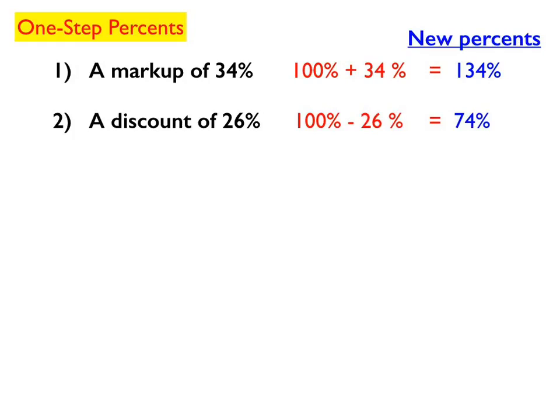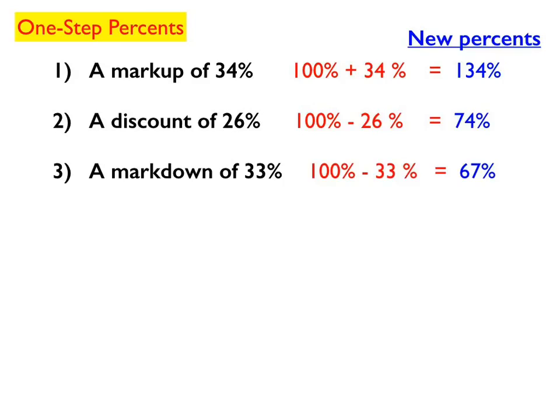Go ahead and finish all the way through number 7 because I think you get the idea here. Number 3, markdown of 33%. What would that be? Good. 100 minus 33 would be 67% because markdown, remember, is just another way of saying discount. 42% off, you're taking away 42%. 100% minus 42% is 58%.